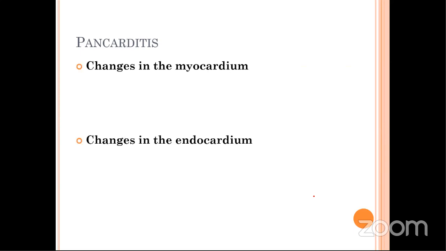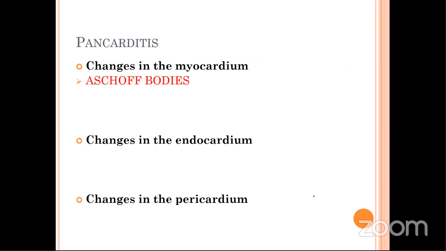Now, this carditis, which I mentioned in the major criteria of Jones, is actually pancarditis. When I call it pancarditis, it means that it involves all three layers of the heart. So it will involve the endocardium, the myocardium, as well as the pericardium. So there will be some changes in the myocardium, some changes in the endocardium, and some changes in the pericardium.